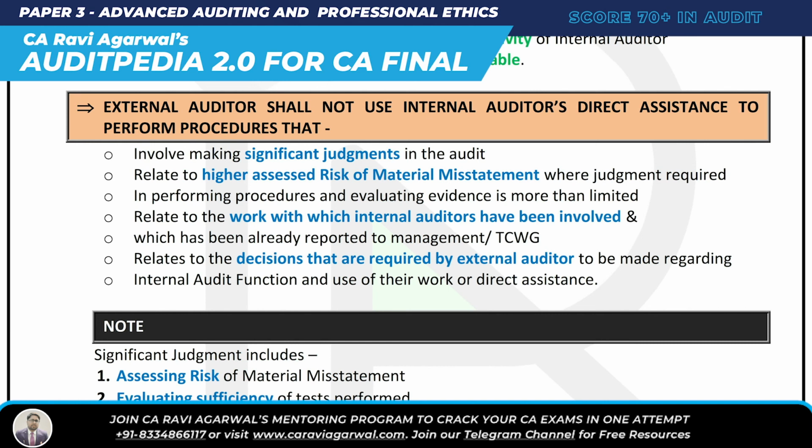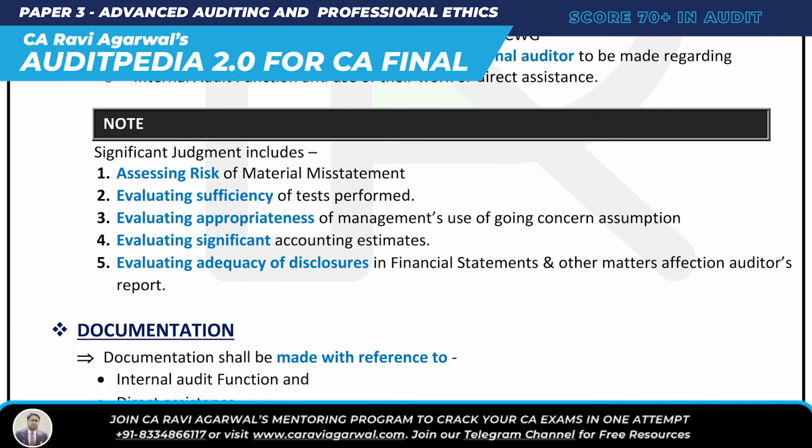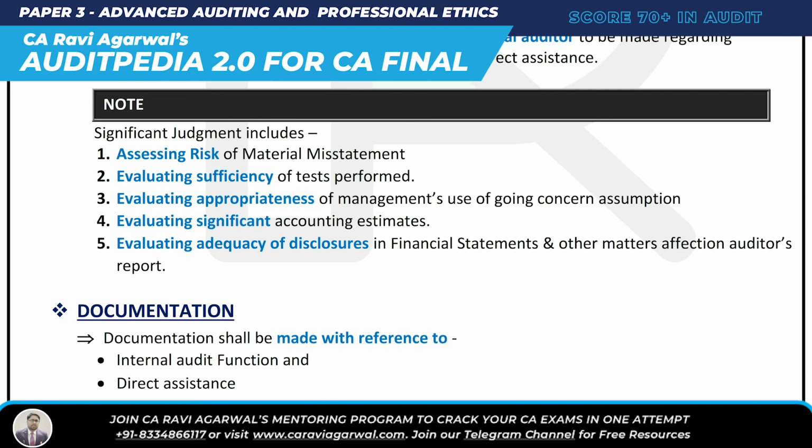And then you'll ask me what is significant judgment. Significant judgment includes where you have to assess the risk of material misstatement, where you have to evaluate the sufficiency of tests performed, where you have to evaluate the appropriateness of management's use of going concern, where you have to evaluate significant accounting estimates, and where you have to evaluate the adequacy of disclosures in the financial statements. That is where you apply your significant judgment.